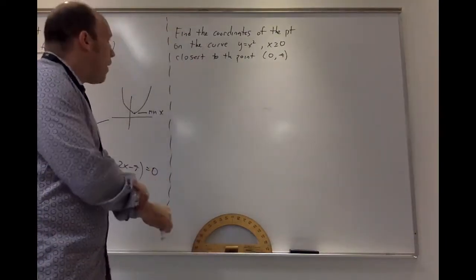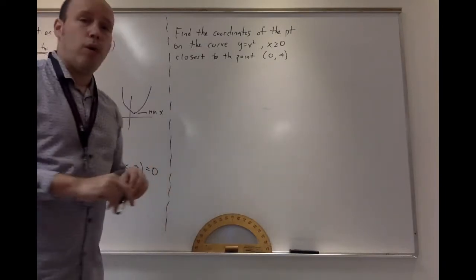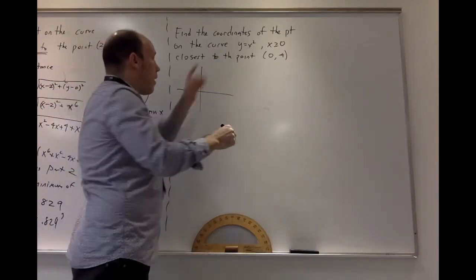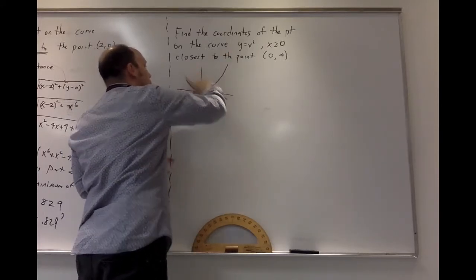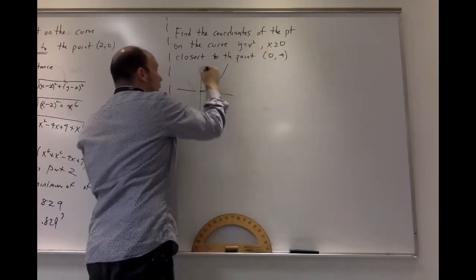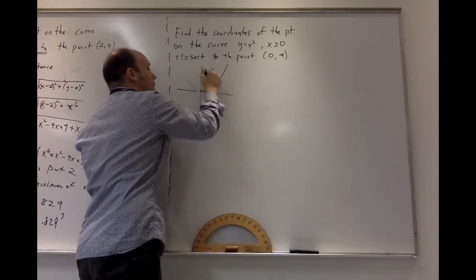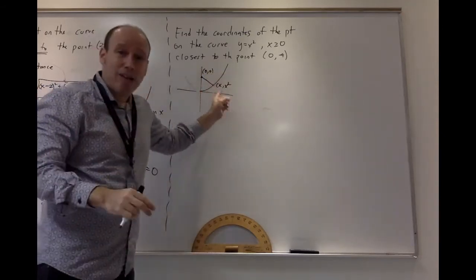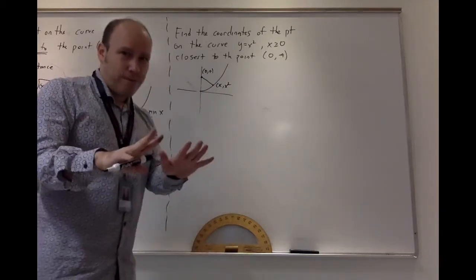Find the coordinates of the point on the curve y equals x squared, where x is greater than 0, closest to the point (0, 4). Fine. I'm going to make another graph, but in this case, I'm not going to do the whole parabola. I'm just going to take x greater than 0 because I was told that x is greater than 0. And here's the point (0, 4). Good. And I want to find the distance from this to x. Instead of writing x, y, I'm going to eliminate my restraints and write it as x squared.